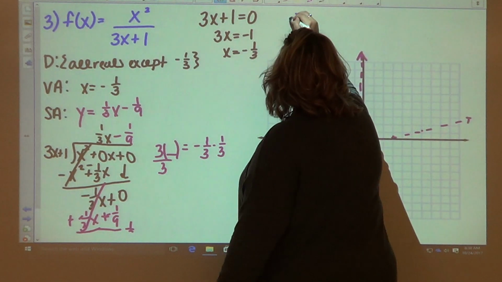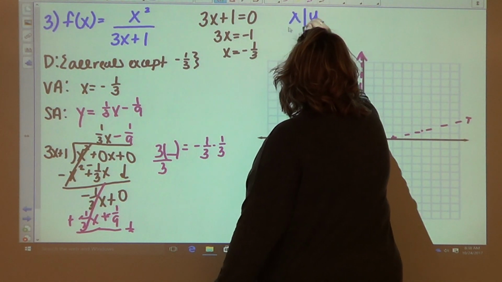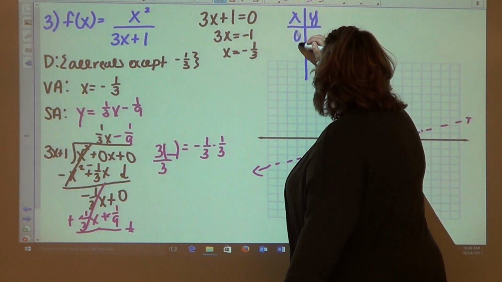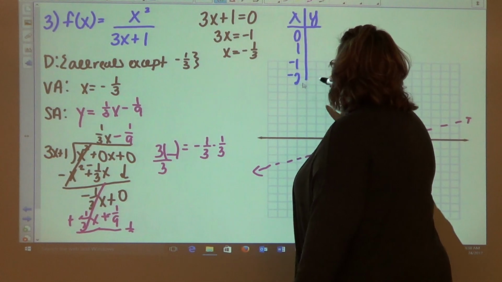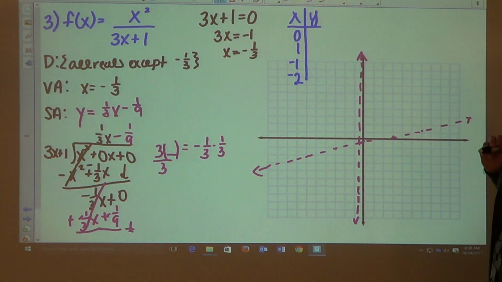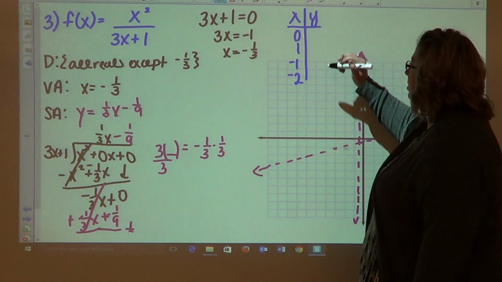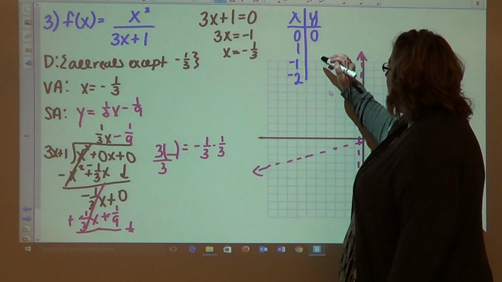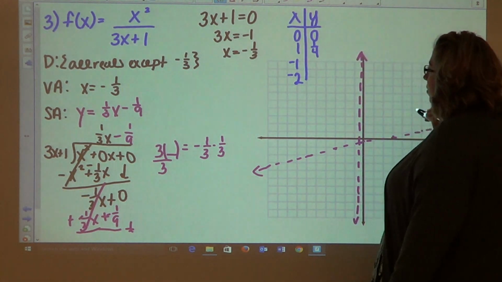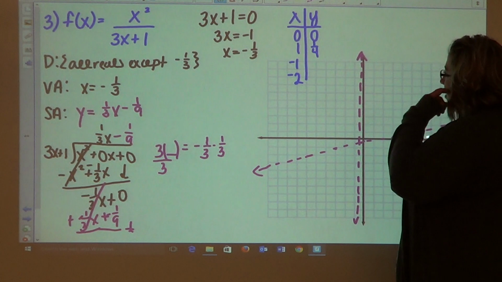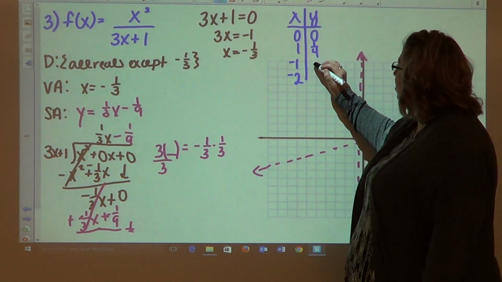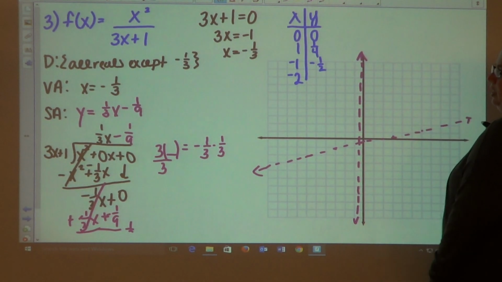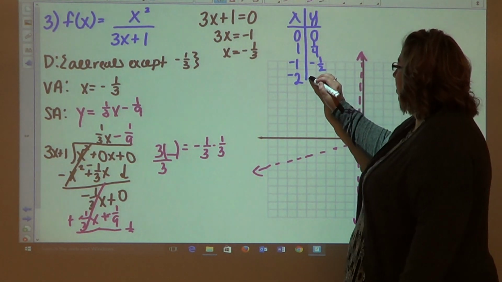Okay, so on my T-chart, I'm still going to pick numbers above and below my vertical. You don't have to pick fractions. I'm going to pick 0 and 1 for above, -1 and -2 for below. When I plug in 0, I would get 0. When I plug in 1, I get 1 on top and 4 on bottom, so 1/4. When I plug in -1, I get 1 on top and -2 on bottom, so -1/2. And when I put in -2, I get 4 on top and -5 on bottom, so -4/5.